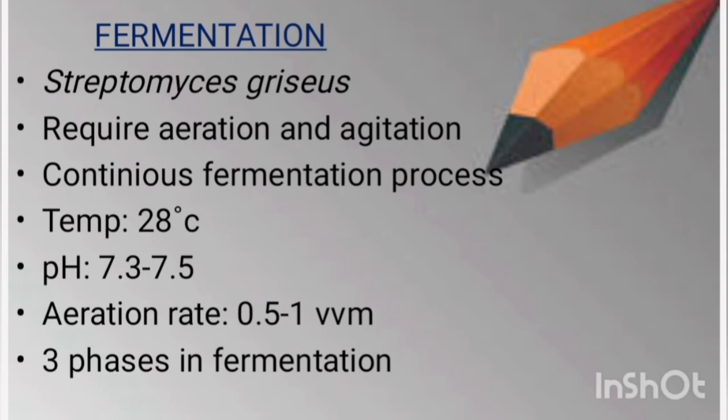The pH requirement for this fermentation is 7.3 to 7.5, and the aeration rate is 0.5 to 1 ppm. The yield is 1200 milligram per milliliter. There are three main phases in the fermentation process. Let's see the three phases.